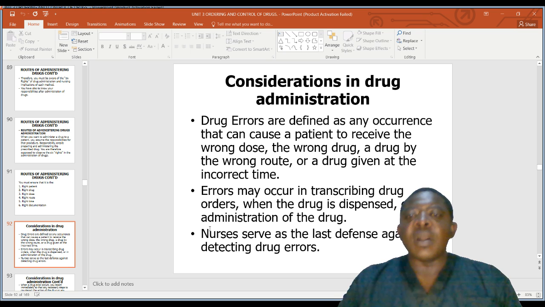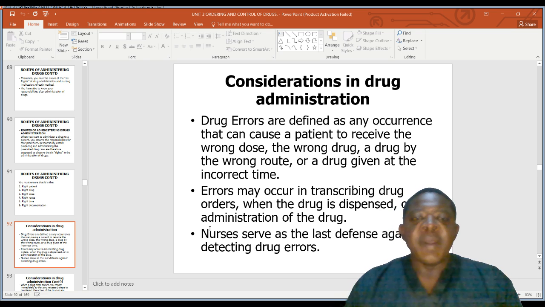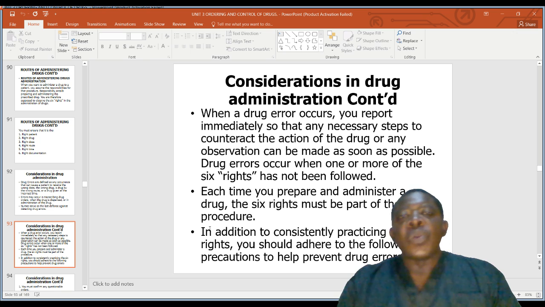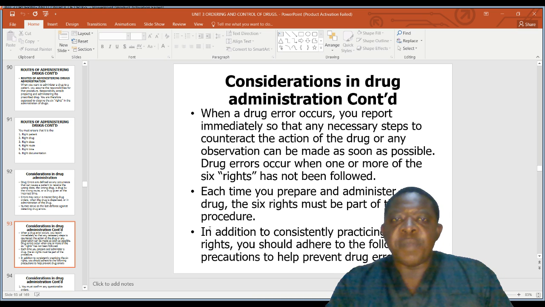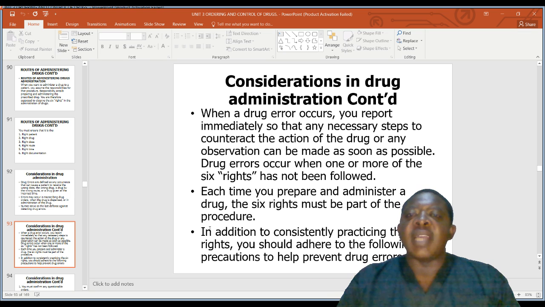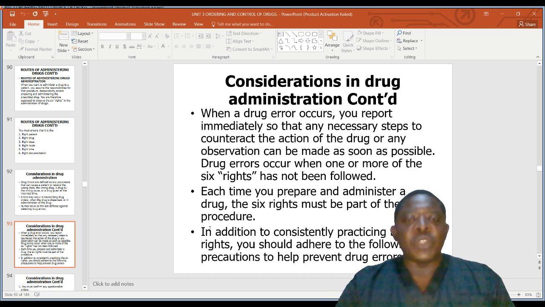Errors may occur in transcribing drug orders, when the drug is dispensed, or in administration of the drug. Nurses serve as the last defense against detecting drug errors. So when a drug error occurs, you report immediately so that any necessary steps to counteract the action of the drug, or any observation, can be made as soon as possible.